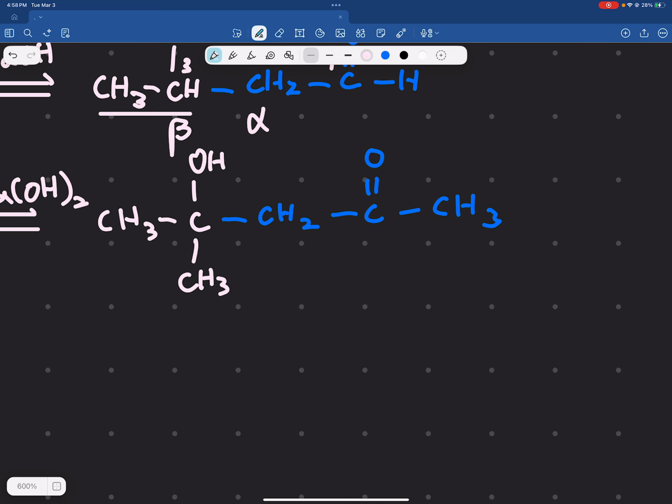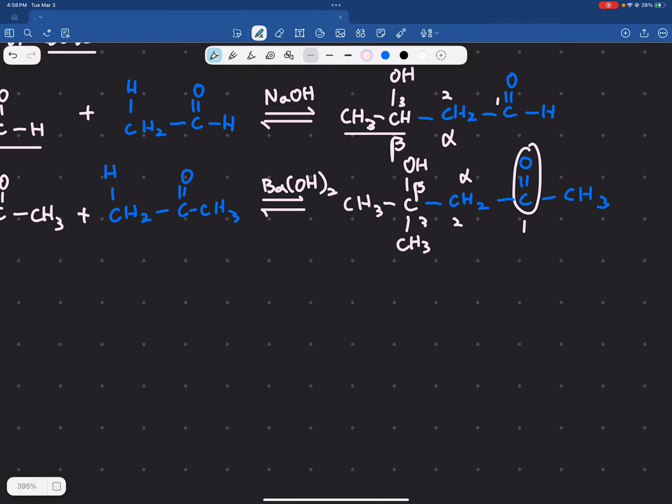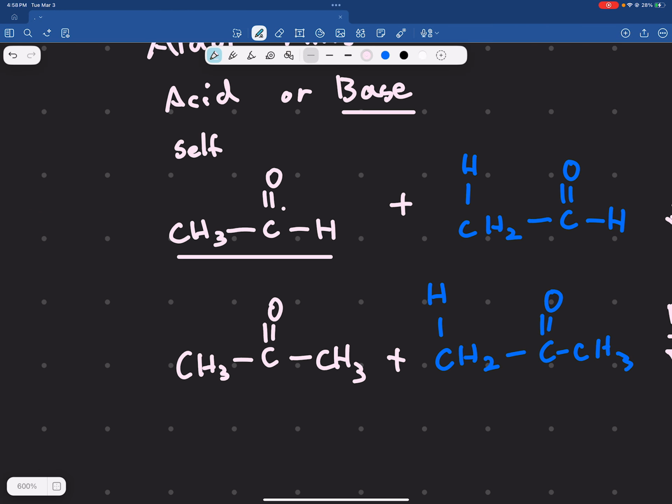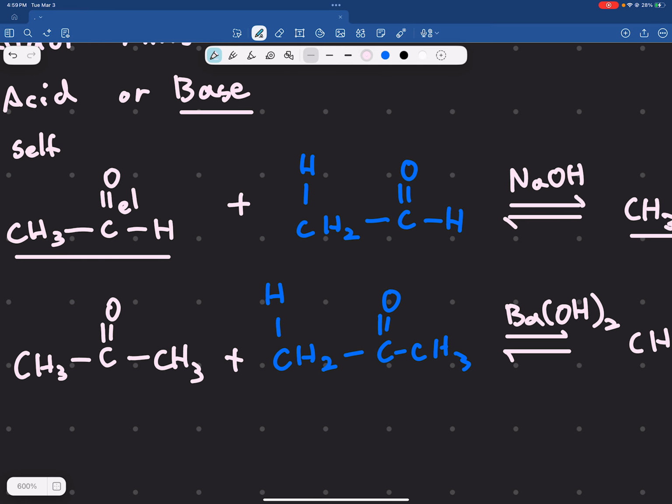And notice how the carbon is connected from the third carbon from the carbonyl group. So this is alpha and beta, 1, 2, 3, like so. In this case, this carbon will act as an electrophile, and this carbon will act as a nucleophile.